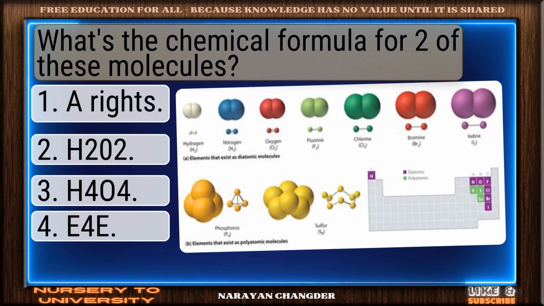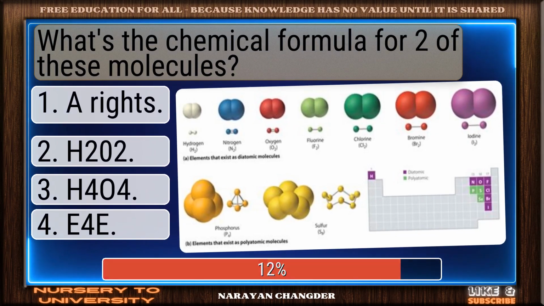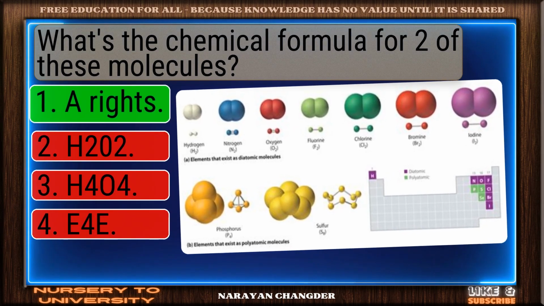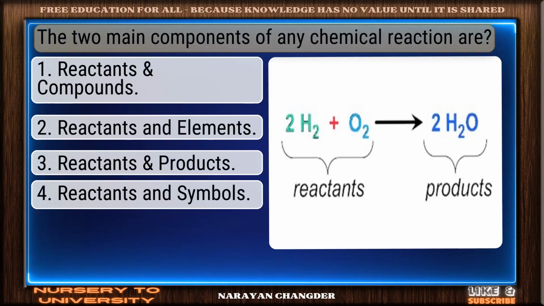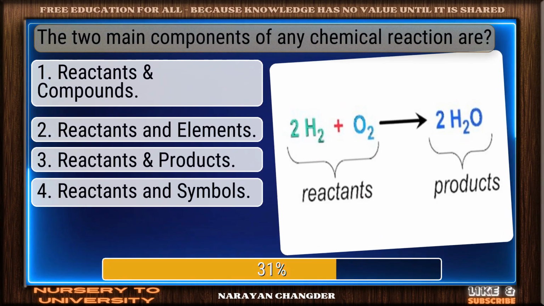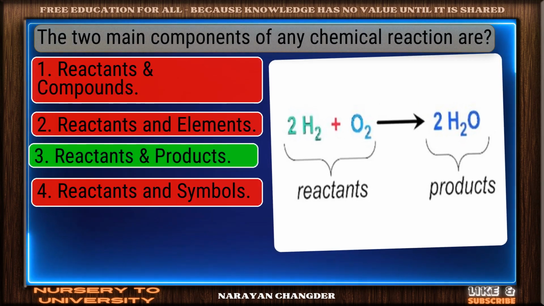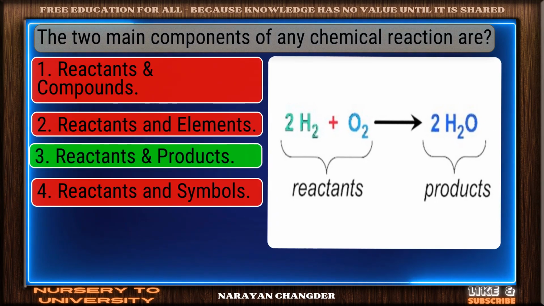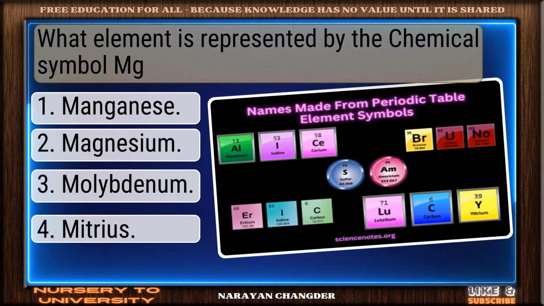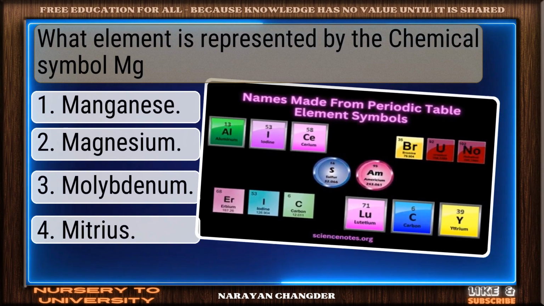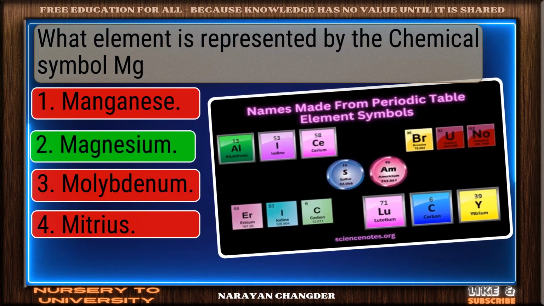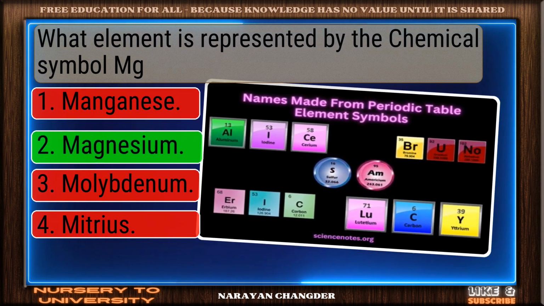What's the chemical formula for two of these molecules? Strong choice. That is the right answer. The two main components of any chemical reaction are. Smart pick. Reactants and products is the correct choice. What element is represented by the chemical symbol Mg? Great thinking. Magnesium is the right choice.